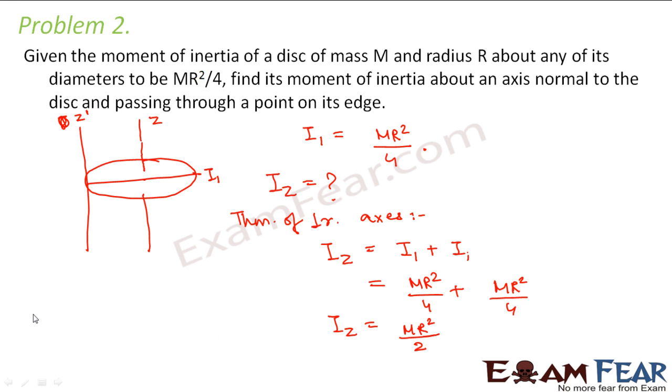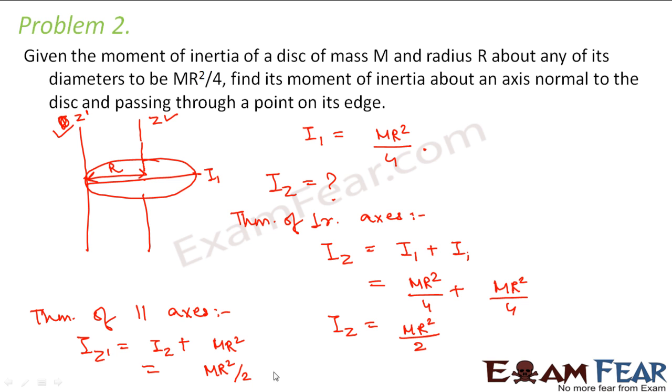Right? So now we apply the theorem of parallel axis, because now we know the moment of inertia about this axis. So we can easily calculate the moment of inertia about the other axis. So Iz dash is equal to Iz plus m into the distance between the two axes, that is nothing but the radius of the disk. So this will be mr square. So this is equal to mr square by 2 plus mr square, which is equal to 3 by 2 mr square. So 3 by 2 mr square would be our answer.